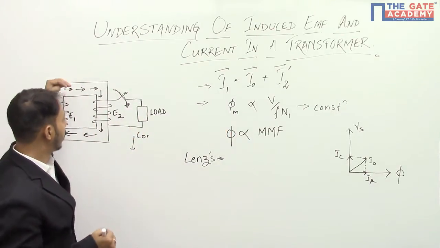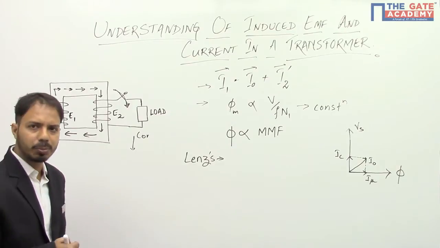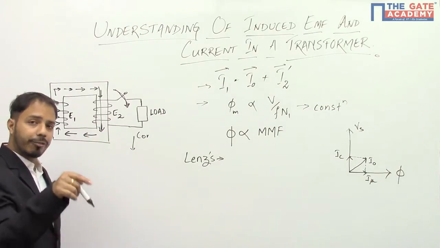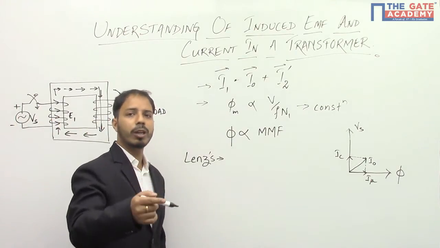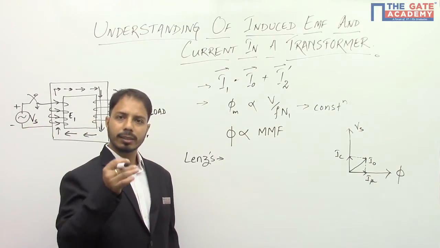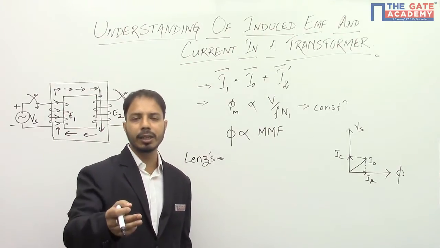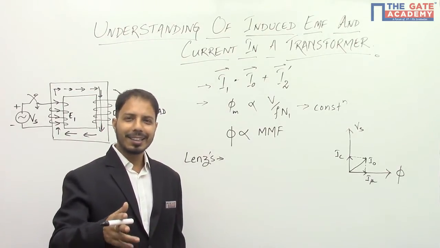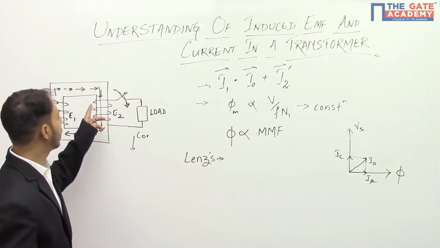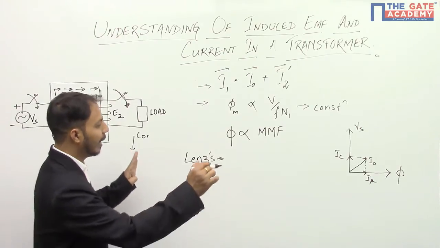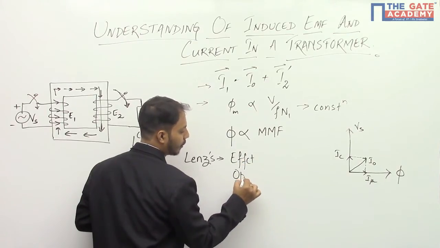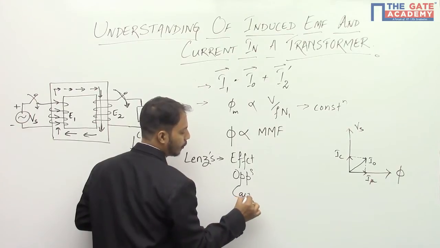So suppose the flux is increasing in this particular direction as it is shown. So if flux is increasing in this direction, the induced EMF direction will be such that the current produced in the secondary will be such that the flux produced due to the secondary current will oppose this flux. That means Lenz's law says that effect opposes cause.